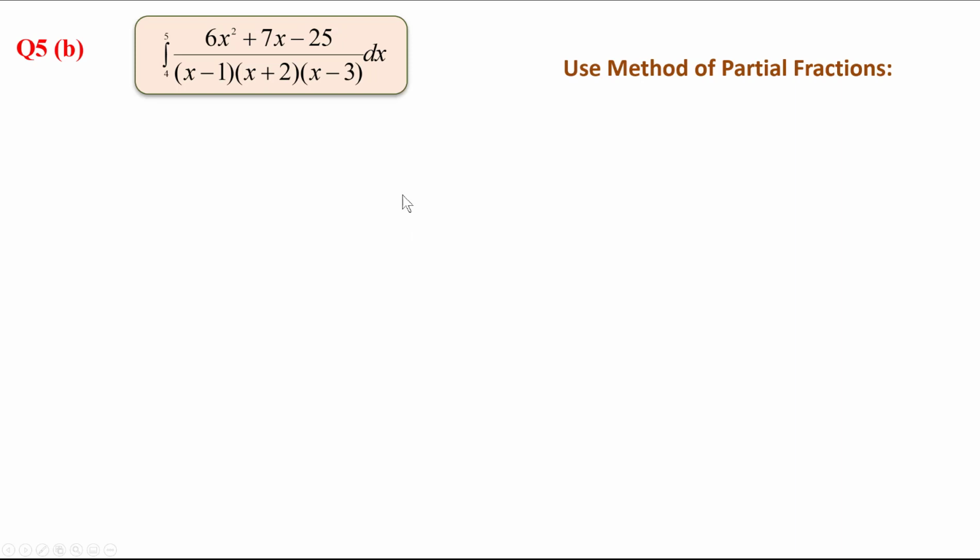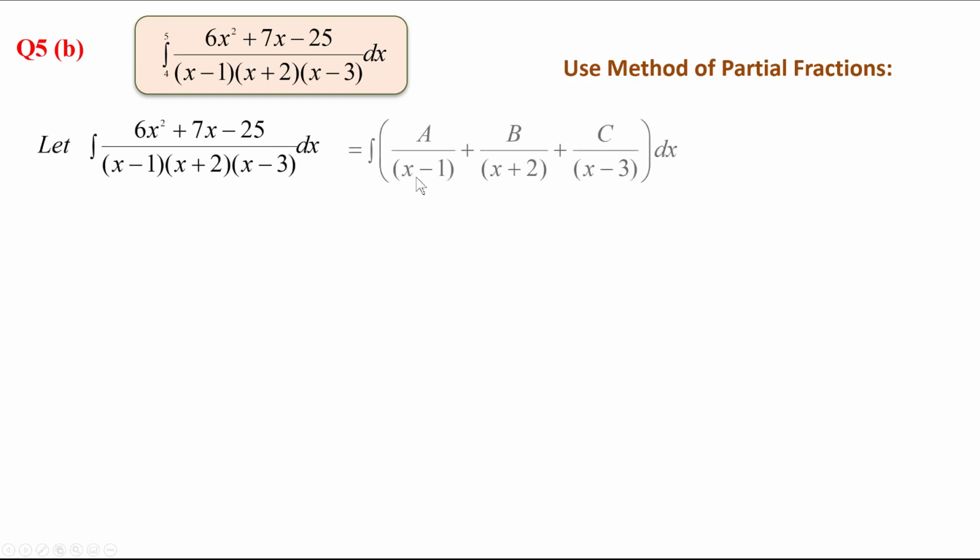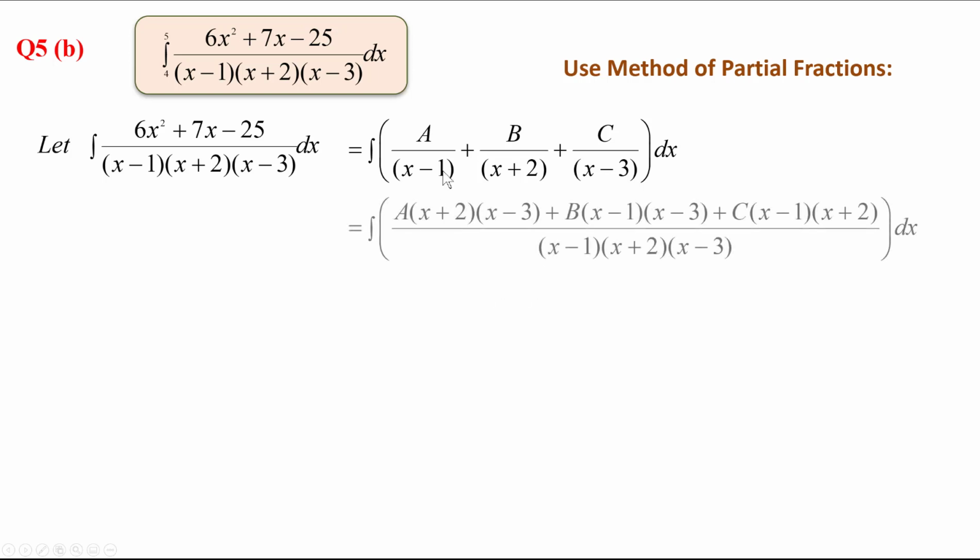So in part B, we used the method of partial fractions to solve the integral. So what we do is we let the integral equal A over x minus 1 plus B over x plus 2 plus C over x minus 3, and we need to try and work out the values of A, B and C. So if we use the common denominator, we can add the three terms, and this will give us A times (x plus 2)(x minus 3) plus B times (x minus 1)(x minus 3) plus C times (x minus 1)(x plus 2).